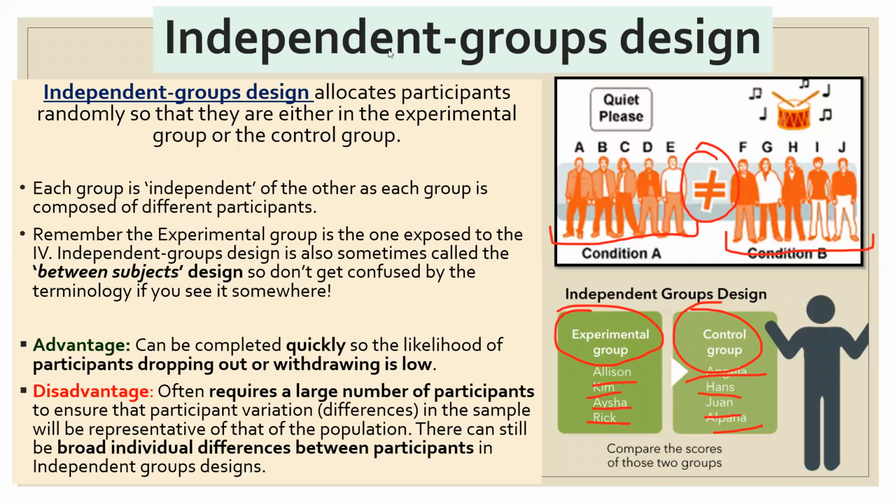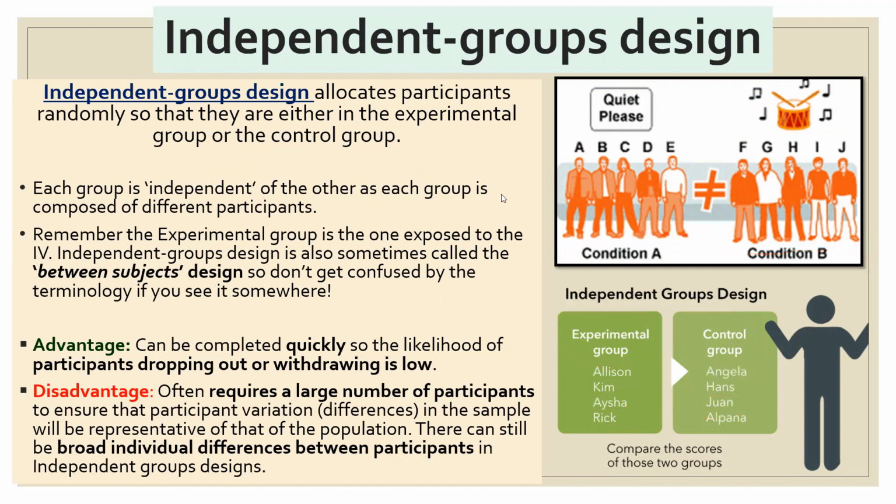Independent groups design, or any type of research design, is just a way that we use to organize participants. Once we've selected them into our study, we now need to decide who's going to be our experimental group, who's going to be our control group, and then we need to organize them into those groups. So that's what research designs are for.